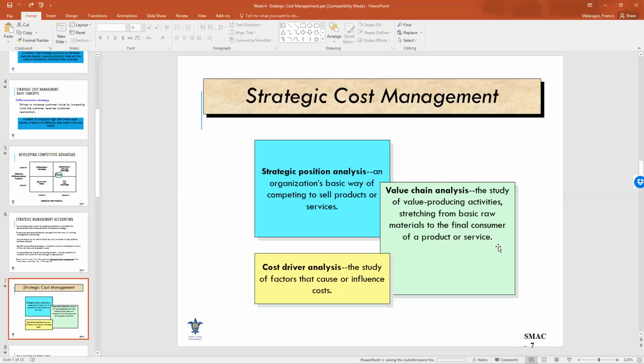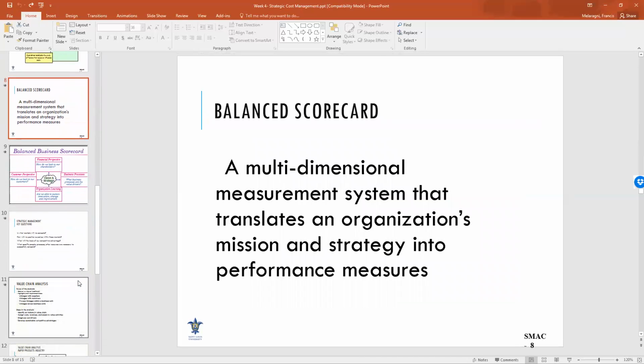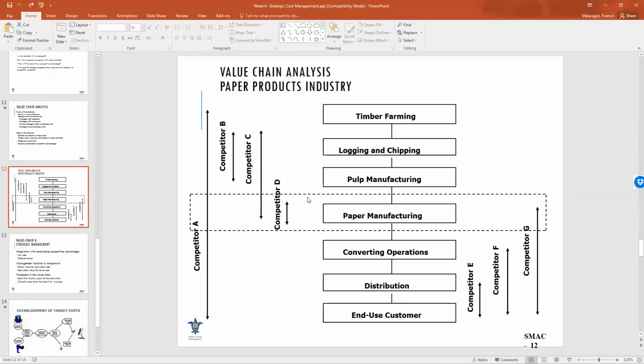But we also have to think about our relationship with our suppliers and the ease of use on the part of our customers, and look across the entire value chain. So there's an example given here of a paper products industry. The historical model would have been to look just within the manufacturing process of this paper company.